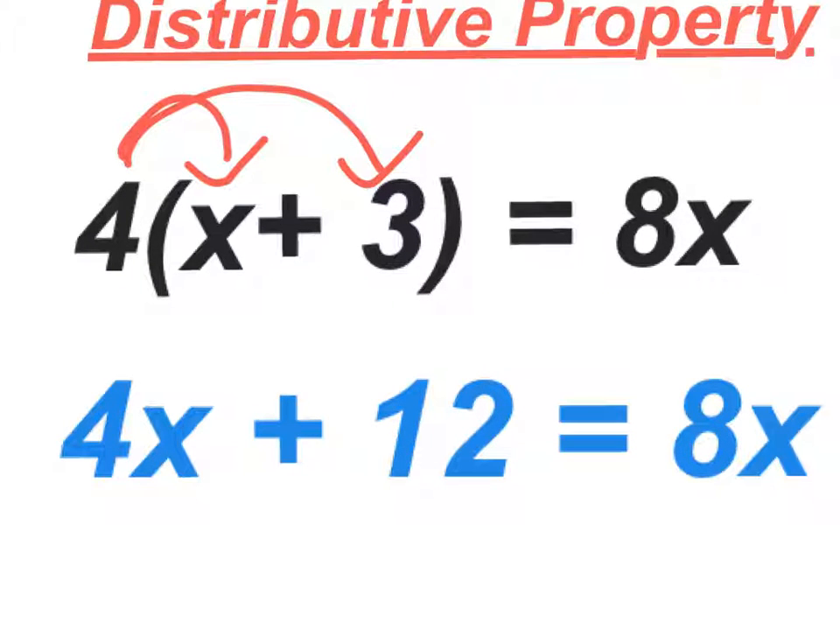Step number 1, the distributive property. Take the 4 out front, multiply it by x, which gives us 4x, and then 4 times 3, which gives us 12. Notice nothing had to be done on that right-hand side.